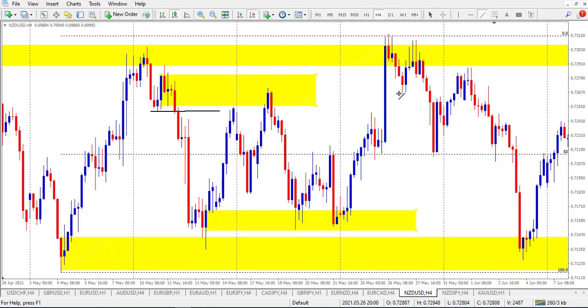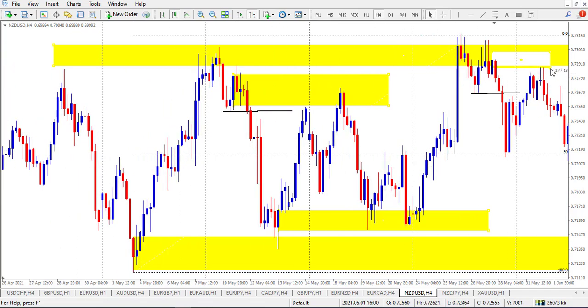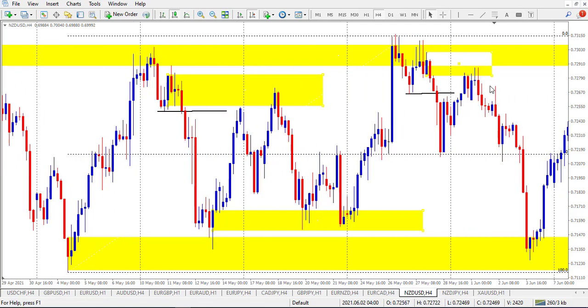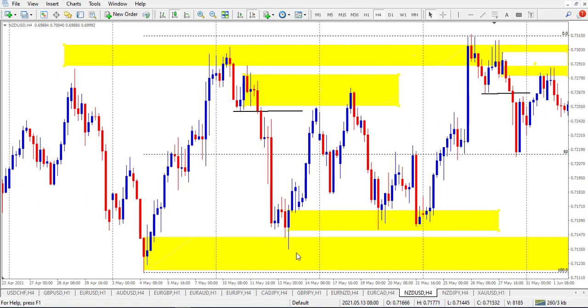Wait for break of structure like this after price retests these zones, these extreme zones. Wait for break of structure and wait for these types of order blocks. They are close to the extremes, but they are not at the extremes. Then you enter your sell, take profit and take profit. You know what you are doing. So you avoid this one.